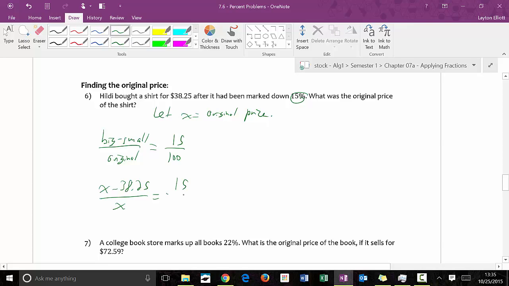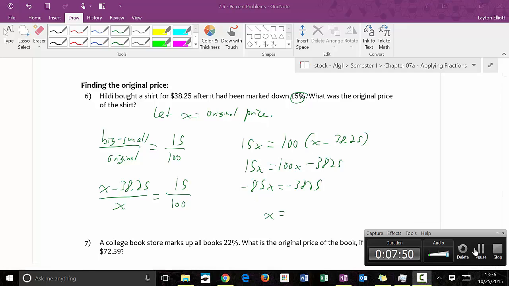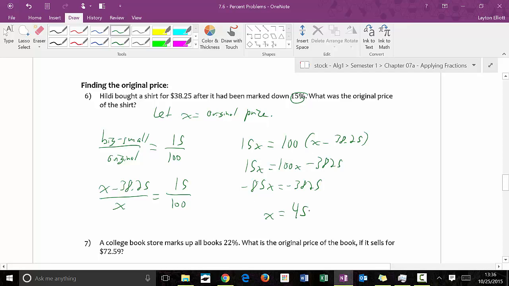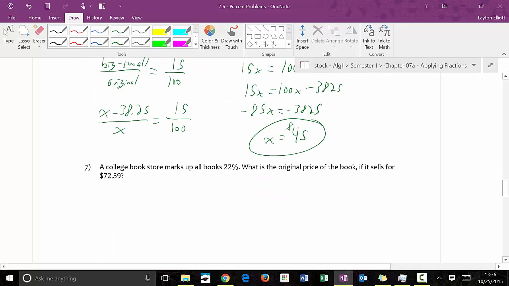I can leave this as 15 over 100 right now and go ahead and cross multiply. I would get 15x is equal to 100 times the quantity x minus 38.25. Alright, 15x is equal to 100x minus 3825. Subtract 100x and I get negative 85x is equal to negative 3825. Divide by negative 85 and I would get x equals 45. You don't have to put a complete sentence on this, which is the original price is $45.